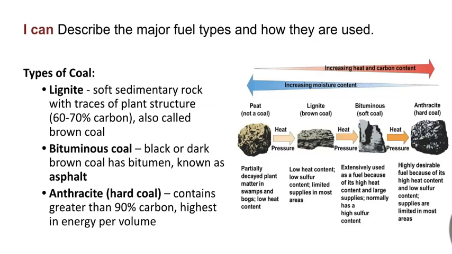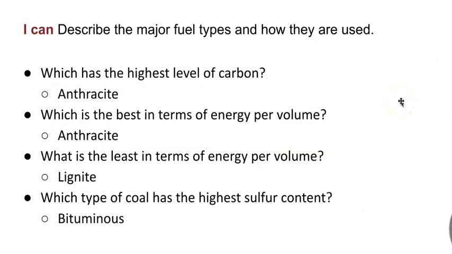Okay, we have 3 types of coal. Lignite is the one that has the least amount of heat and pressure, least amount of carbon, and this is bituminous right here. Bituminous also has a lot of sulfur in it. Anthracite is our hard coal. It is the best coal. Okay, so you have to know these tidbits.